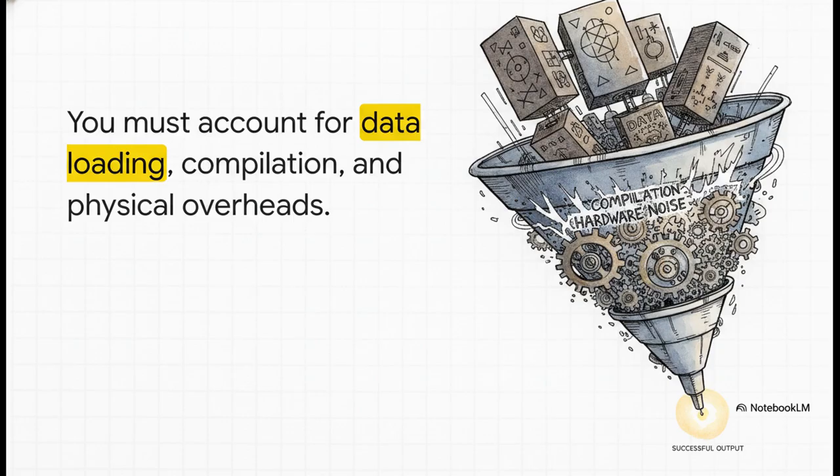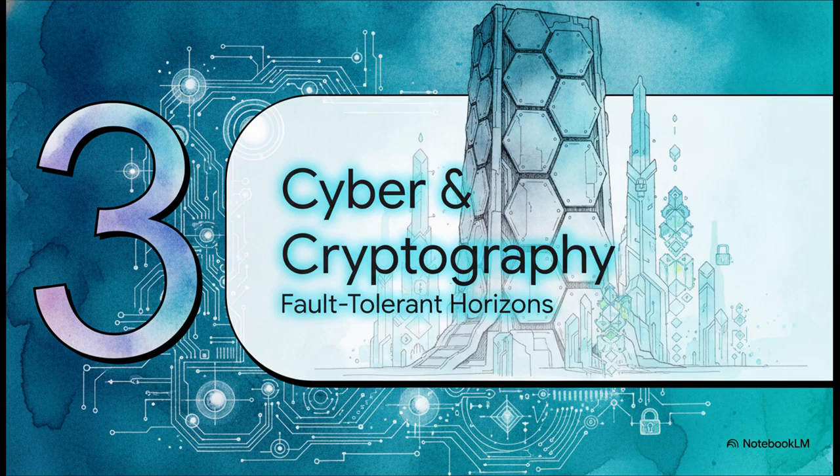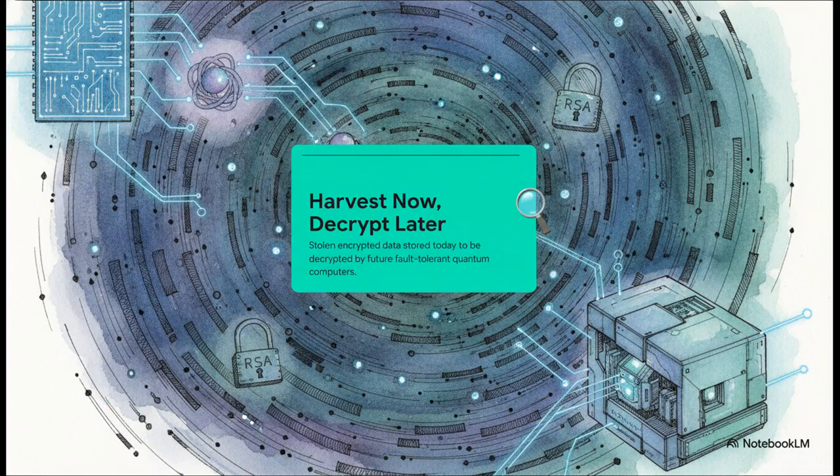compilation, and hardware noise. Let's shift gears to Section 3, Cybersecurity and Cryptography, specifically post-quantum migration and fault-tolerant horizons. Here, the conversation shifts from near-term heuristics to long-term threats. We know Shor's algorithm provides polynomial time solutions for integer factoring, which is a massive threat to RSA and elliptic curve cryptography.